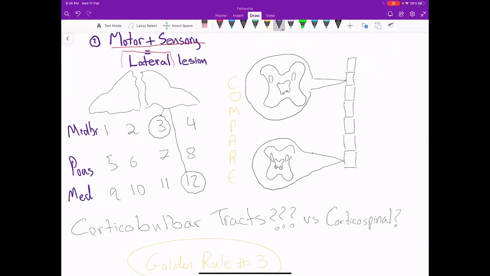Okay, so 1, 2, 3, 4, 5, 6, 7, 8, 9, 10, 11, 12. Now we all know for a fact that at each cranial nerve nuclei, we have peripheral motor nerves or sensory nerves that either go to move certain muscles in the face or come from the face and go into the brainstem to send sensory information. That's simple. That's clear, right?